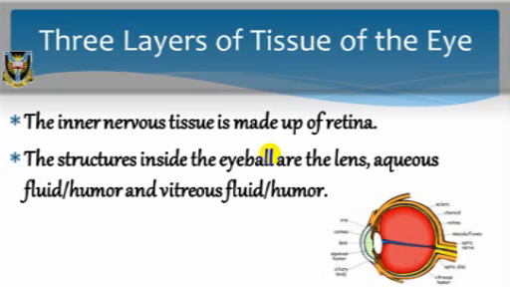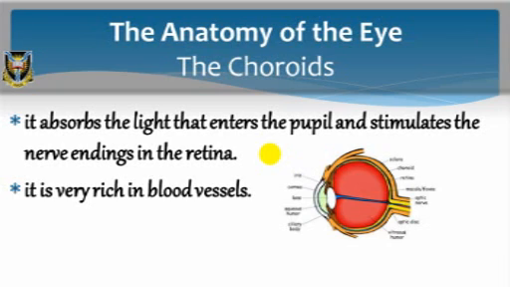The choroid. The choroid is deep chocolate brown in color. Light enters the pupil and stimulates the nerve endings in the retina. It is then absorbed by the choroid. The choroid is very rich in blood vessels.